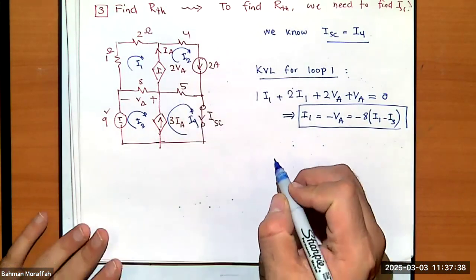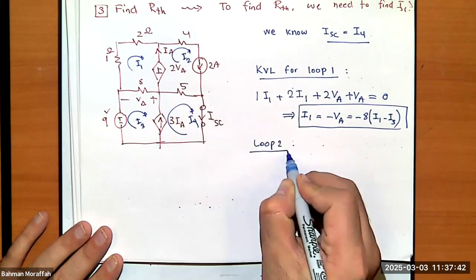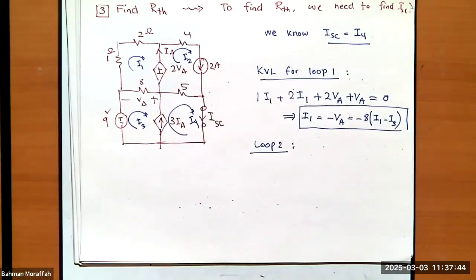How about KVL for loop 2? What do we know? What do we know in loop 2? We know exactly what I2 is, because we have a current source that's located in only one loop. That's the easy case. So I2 is exactly 2 amps.